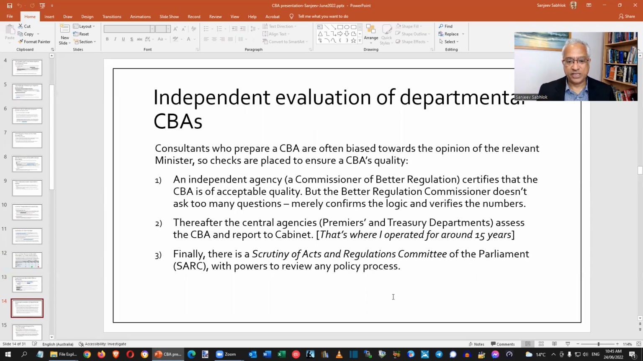And of course, finally, the CBAs are published. They go to the Scrutiny of Acts and Regulations Committee of Parliament, which has powers to review and guide any policy process changes in Victoria. Similar processes operate in the country.